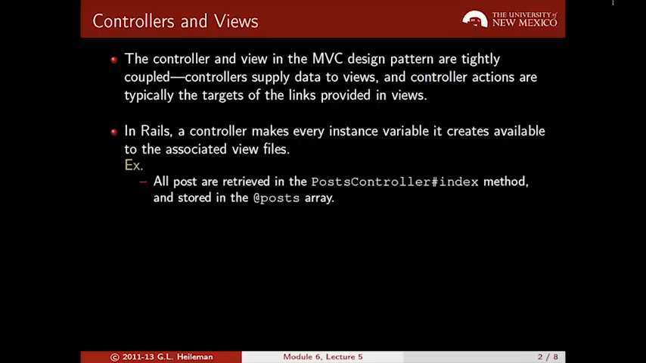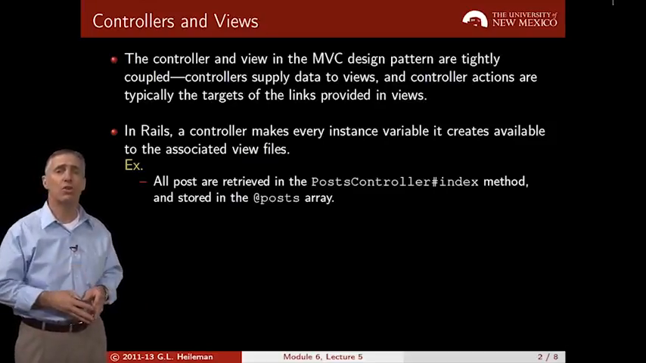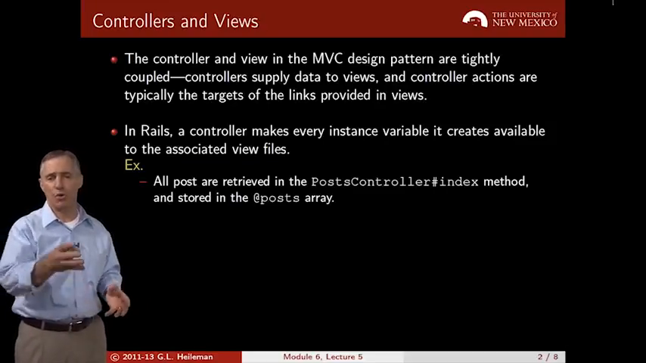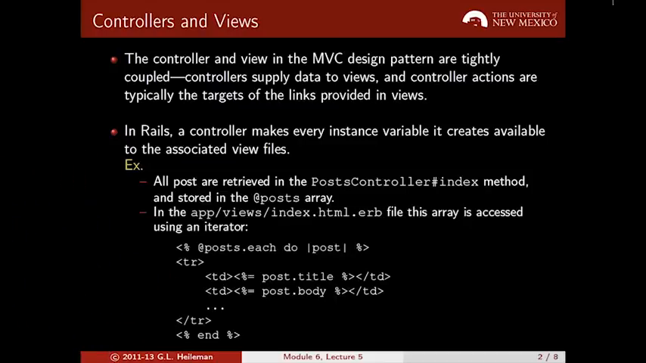In other words, think back. All of the posts are retrieved as a part of the post controller index method, and they're stored in this @post array. Then when you move over to the app views index.html file, that same posts variable is available to the view. So here we see it on the very first line, @post.each.